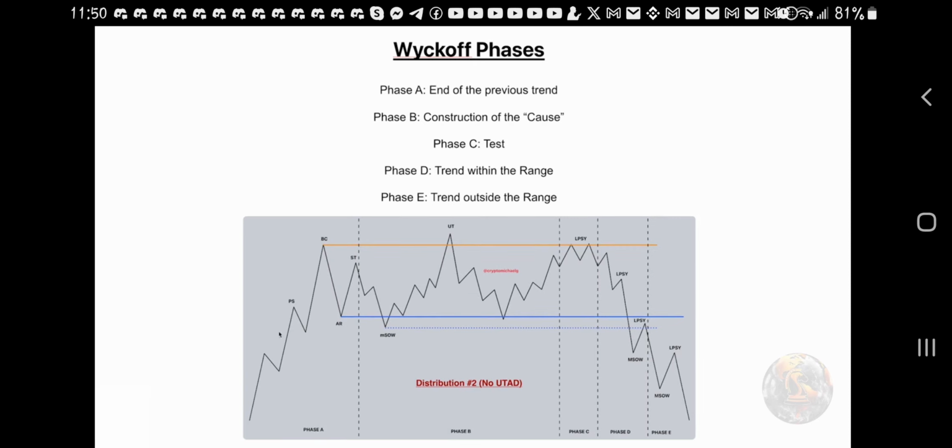Phase C, where we move next. So after we've constructed our cause, we now move into the test phase. So the nature of phase B is we're constructing a cause. We're building up energy, right? We then move into the test phase because it's exactly what smart money are doing. They are testing the market.